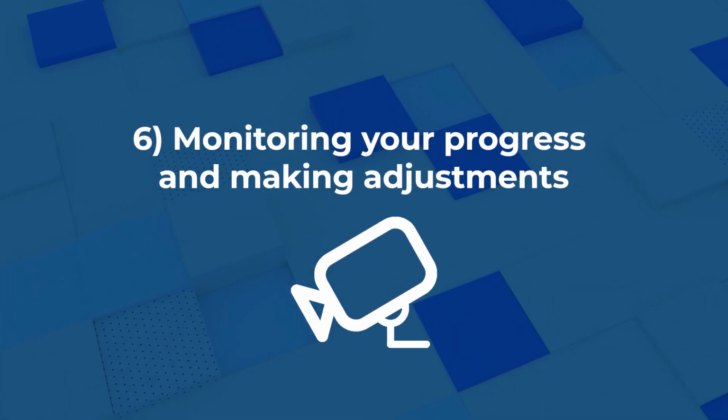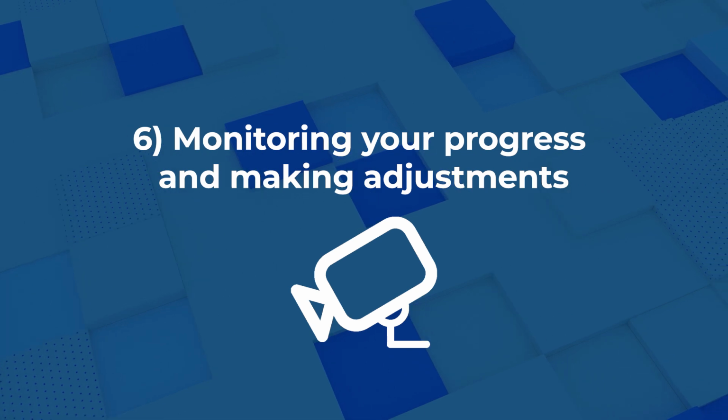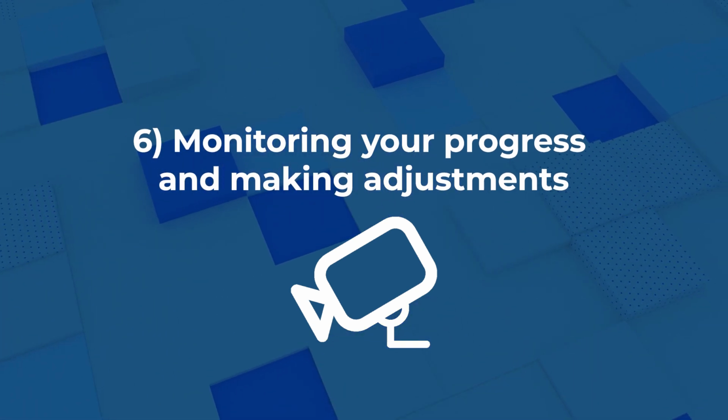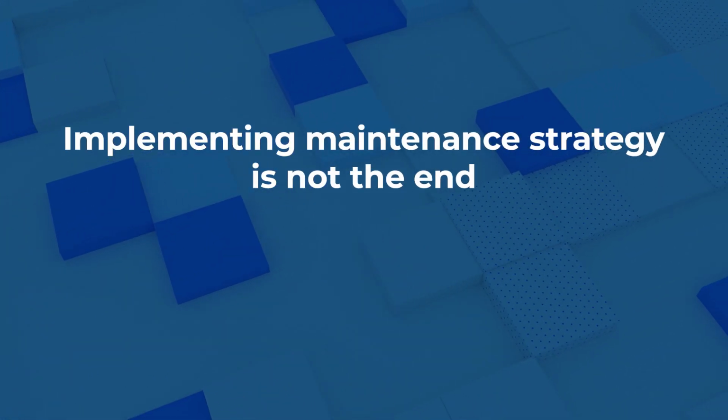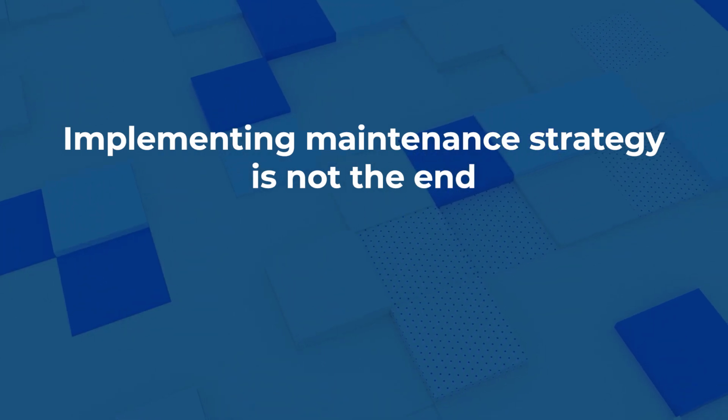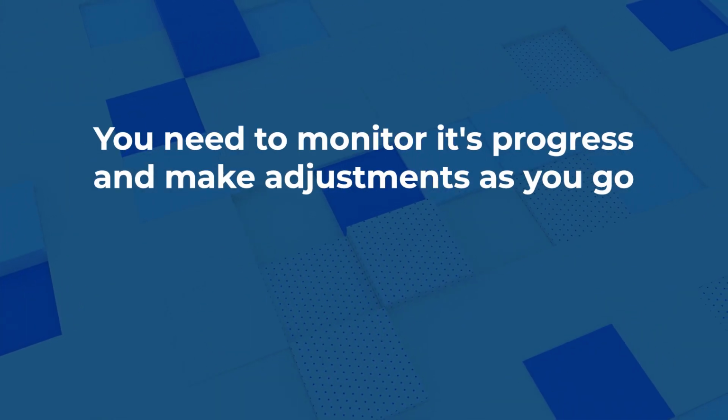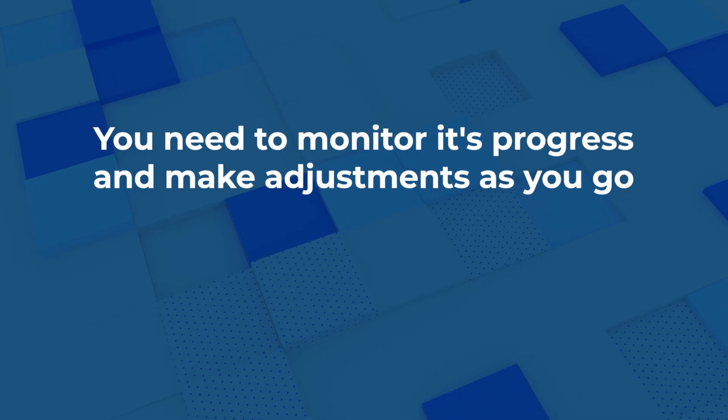Finally, step 6 is monitoring your progress and making adjustments. Once you've implemented your maintenance strategy, it's not the end. You need to monitor its progress and make adjustments as you go.